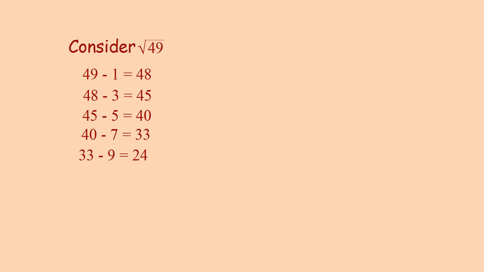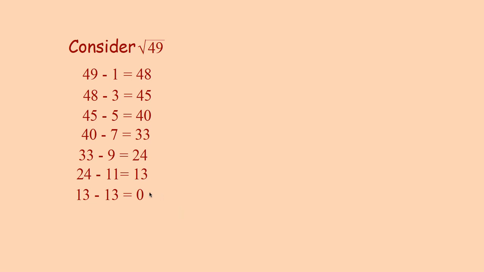Consider square root of 49. Now subtract successive odd numbers starting from 1. What we will get? That is 49 minus 1 is equal to 48. 48 minus 3 is equal to 45. 45 minus 5 is equal to 40. 40 minus 7 is equal to 33. 33 minus 9 is equal to 24. 24 minus 11 is equal to 13. And 13 minus 13 is equal to 0.